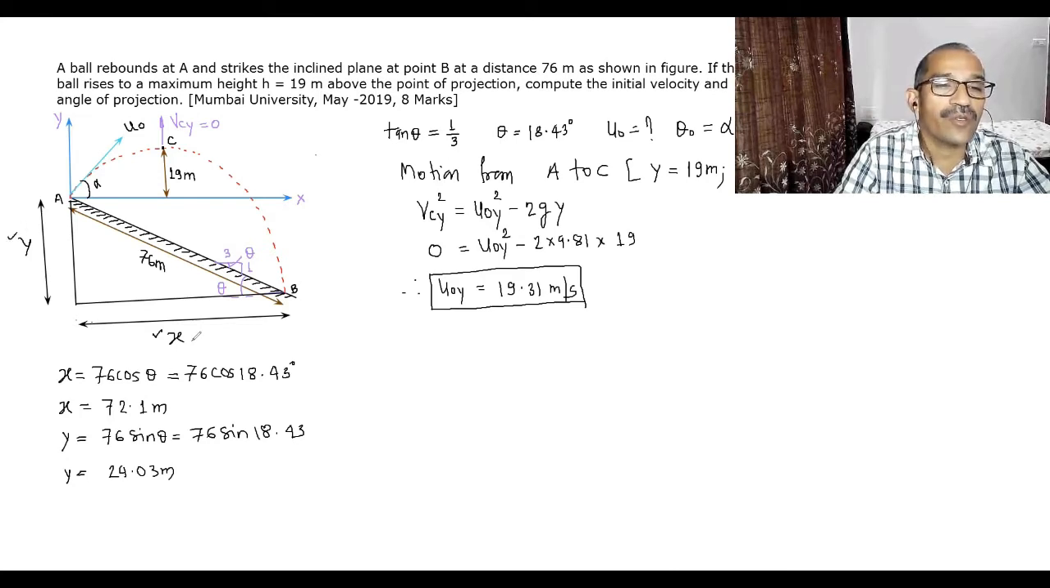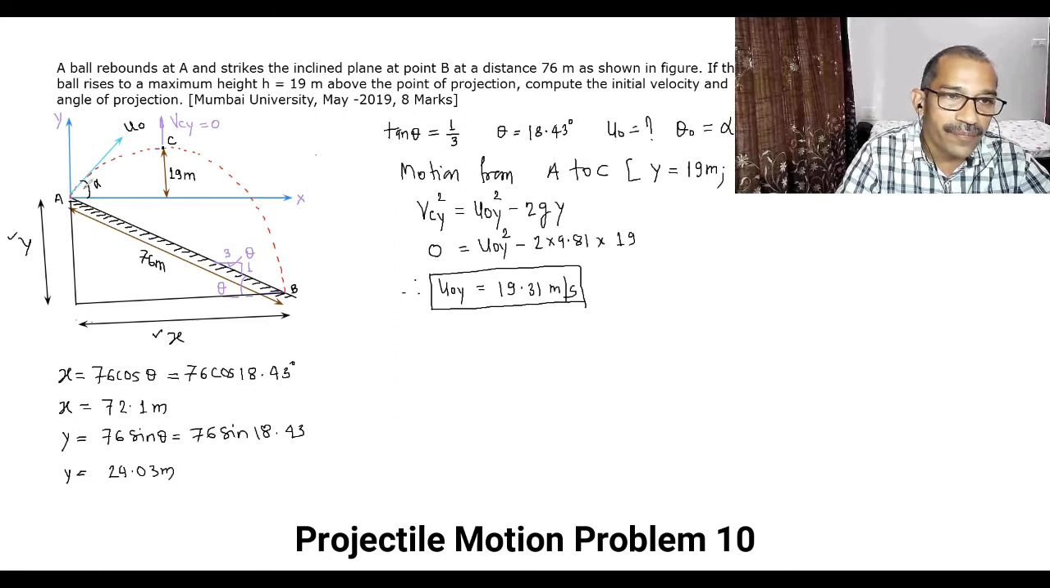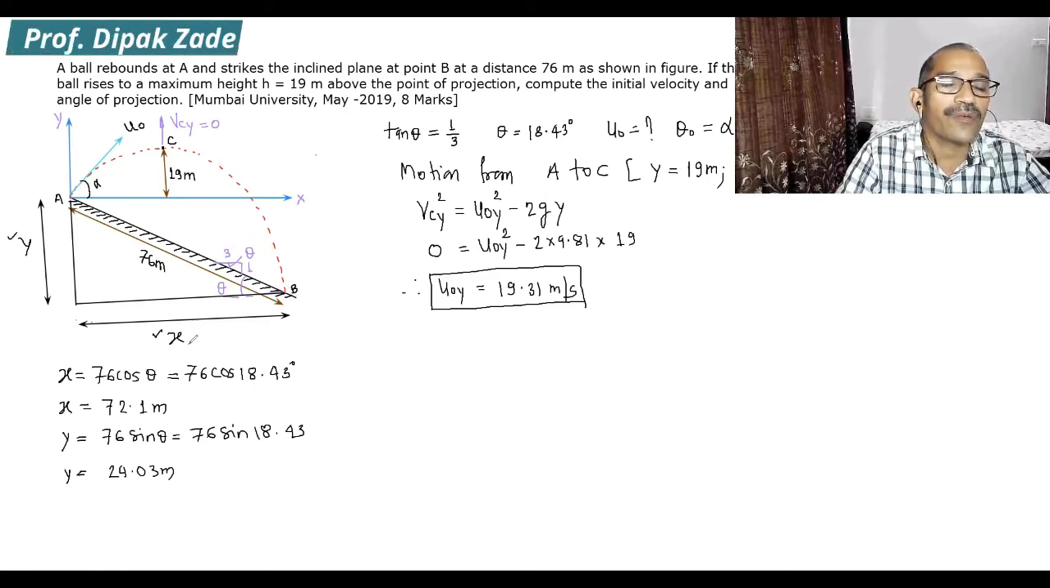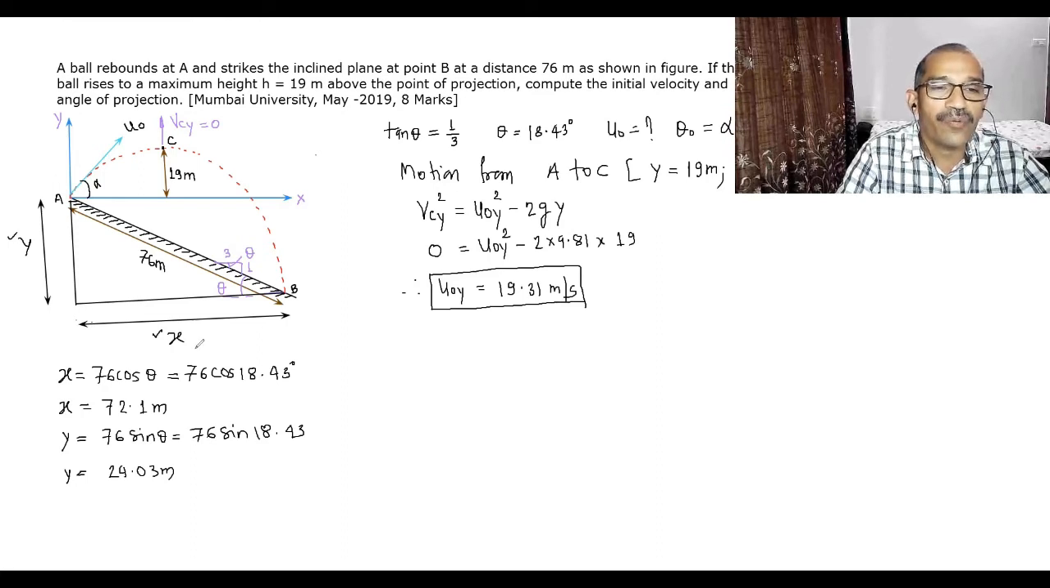If x is known and you want to find u0x, you must know how much time it takes to reach location B. Means time of flight. If it is possible to find, then x equals u0x into t. Applying this equation, u0x is possible. Now, is there any equation or any way to find the time required for the projectile to reach location B?